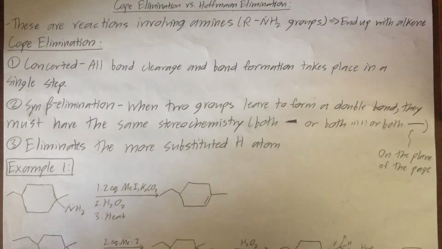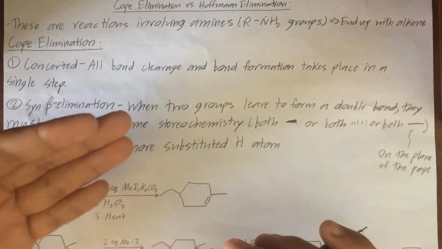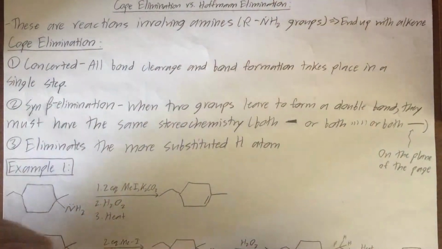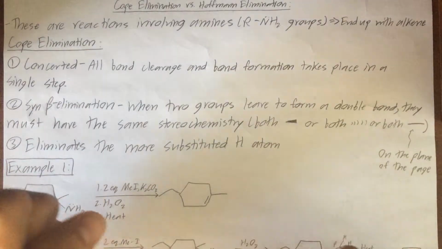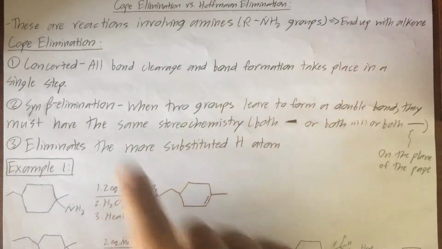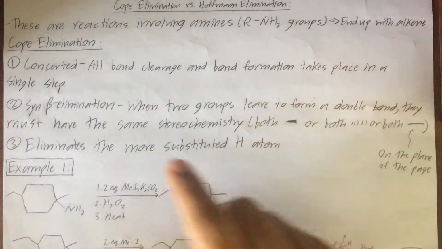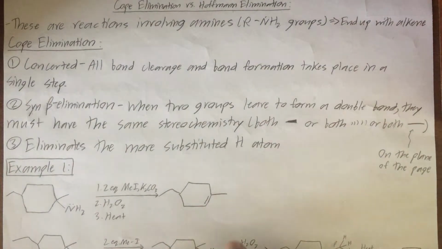Now, the first key characteristic about this reaction is that it is a concerted reaction, which means that all bond cleaving and all bond formation takes place in a single step. So when you break a bond, when you form a bond, all of that takes place only in one step for a concerted reaction. And the Cope elimination is an example of a concerted reaction.